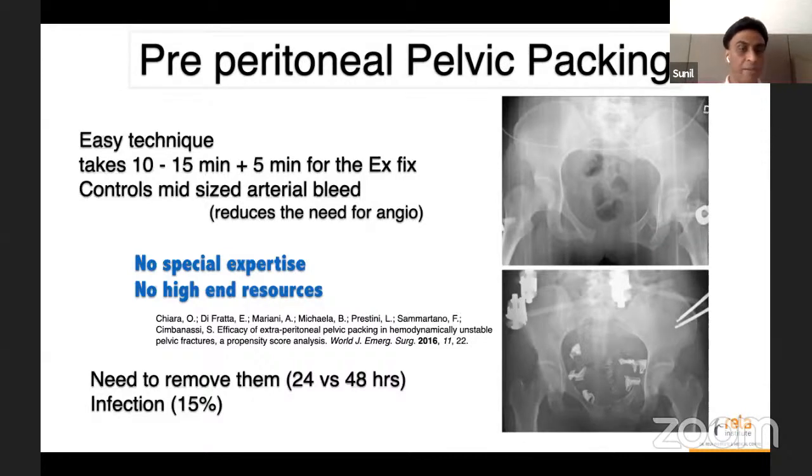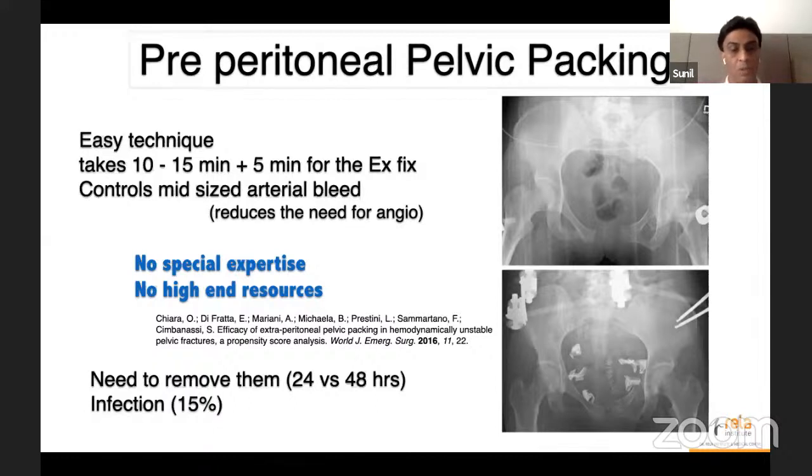It controls most of the venous bleed, and it can even control mid-sized arterial bleed as well. So it can actually reduce the need for angiography. It does not require any special expertise or resources. And the only downside is you need to remove them.